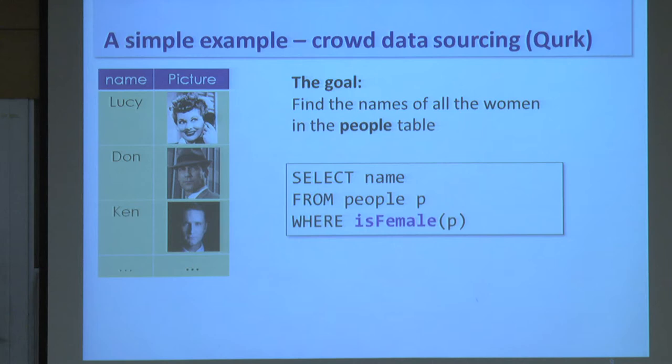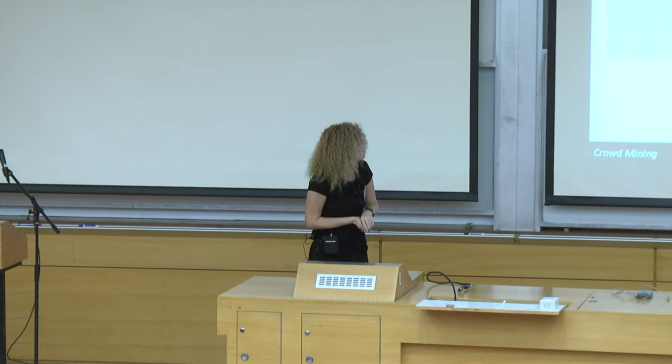Now suppose that I want to find in this database the names of the females in the database. I was told that this is a politically incorrect query, but since I'm a woman, I'm allowed to make this example. So let's try to find the names of women in this database. If you're a database person, you will write an SQL query that looks something like that: find the name from the people relation where the person is a female. Now, if you look at this database, it's not written anywhere whether a person there is a female or not. There is the name, there is the picture, and that's it.